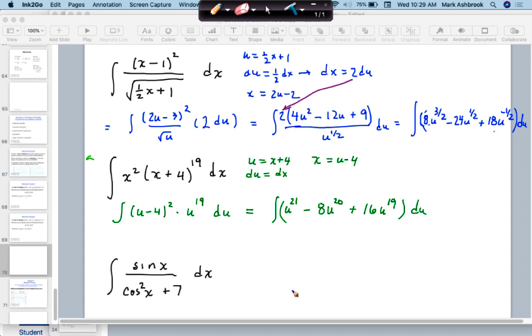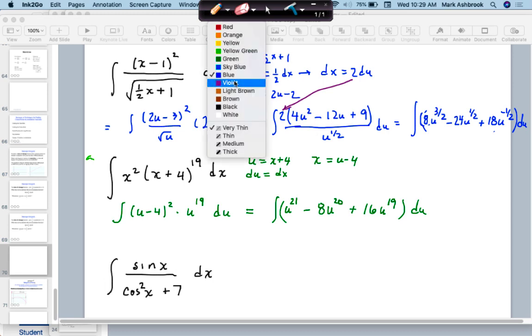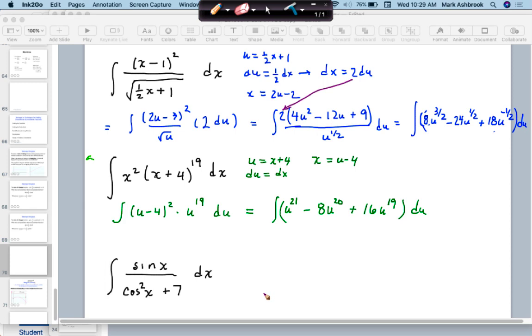Any questions on the first two? So now the question is, how do we start this last one? First of all, it's not undoing the chain rule. Why? Because sine x is not the derivative of cosine squared. It's the derivative of cosine, but not cosine squared. So you can't undo the chain rule here. What we can do is get rid of that cosine squared. We can let u equal cosine.